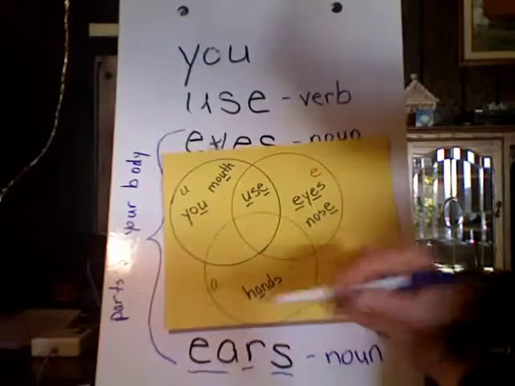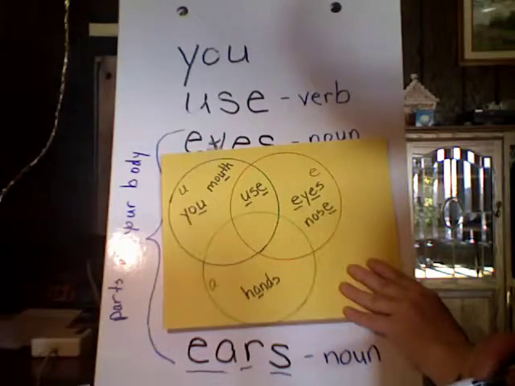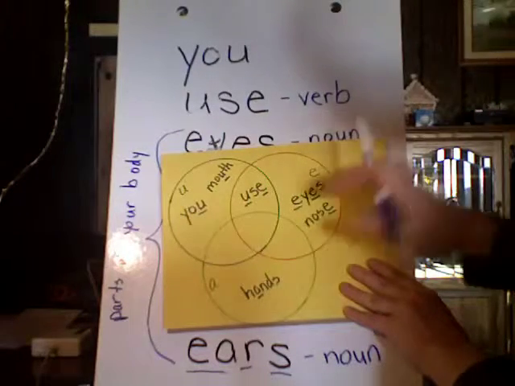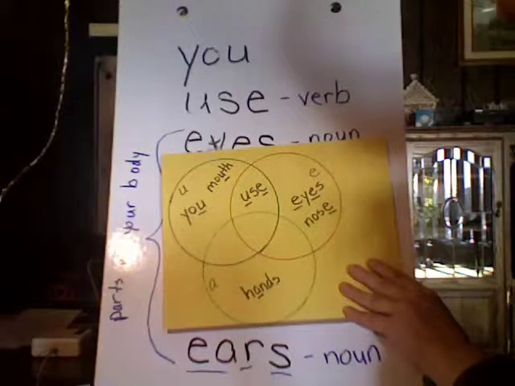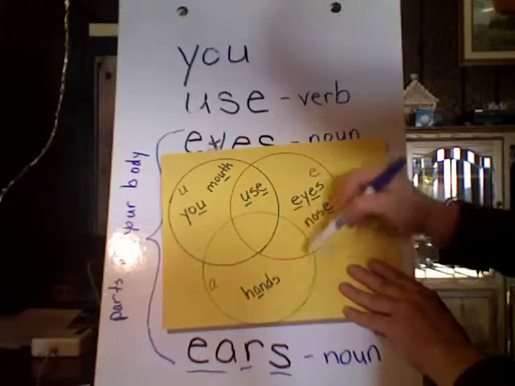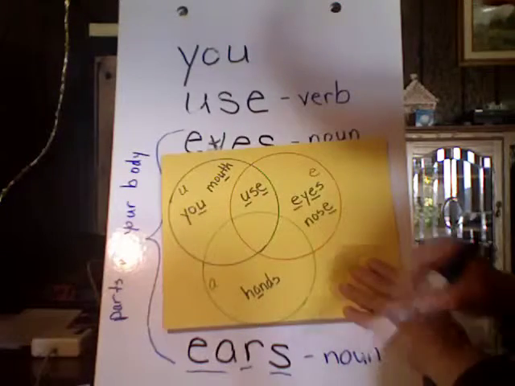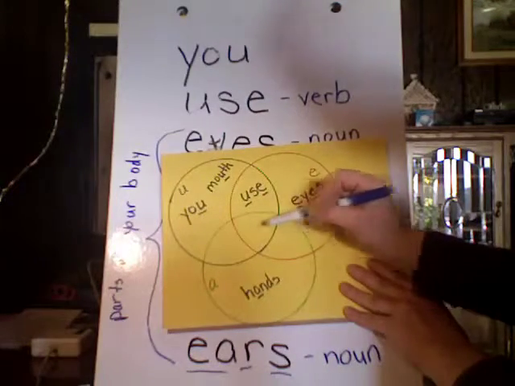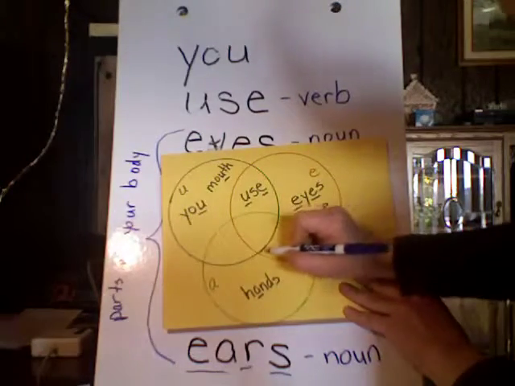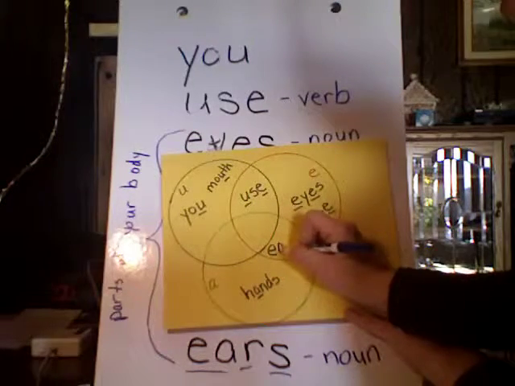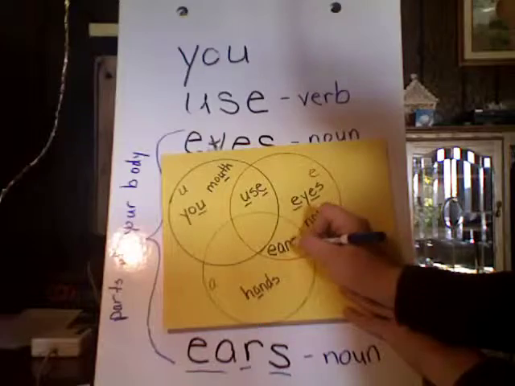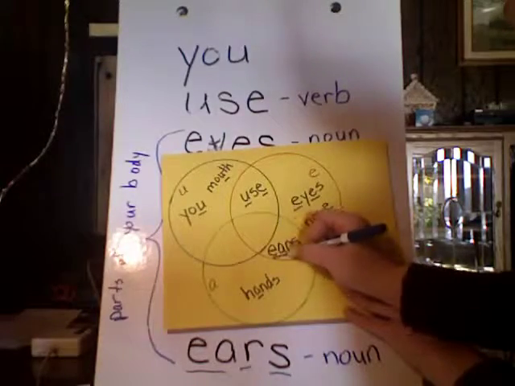Ears. Ears! Where would ears go? Well, does it have an E? So it has to be somewhere in the red circle. Does it have an A? It has to be somewhere in the green circle. Does it have a U? Nope, so we can't put it in the blue circle. Ears. E-er-s. And E and A work together.